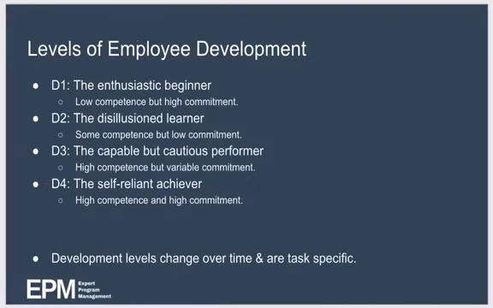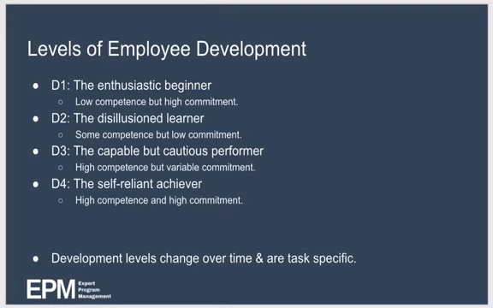Now, alongside identifying four leadership styles, the model also identifies four levels of employee development. And the first of those is D1, which you can think of as being an enthusiastic beginner. And here your subordinate is low competence but high commitment. Basically, they are inexperienced but they're enthusiastic. Your subordinate may show willing, but they lack the specific skills that the task requires.